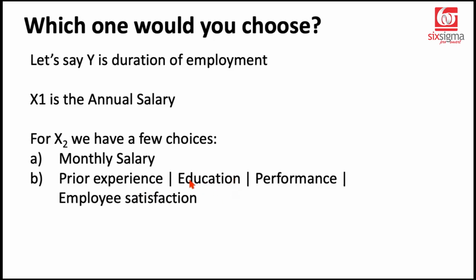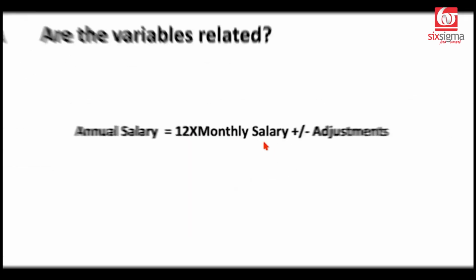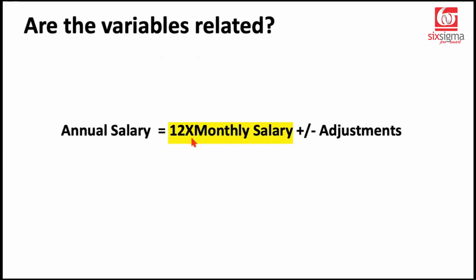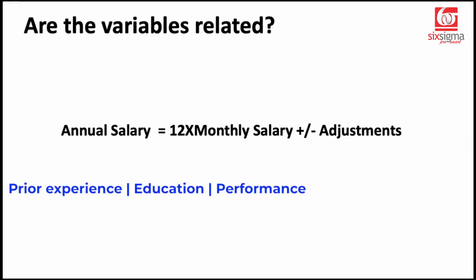I hope you get an idea that monthly salary and annual salary could be connected to begin with. So for example, typically monthly salary multiplied by 12, plus or minus the adjustments for taxes and allowances, would lead to the annual CTC or annual salary of an employee. So using monthly salary as another variable would not add explanatory power to your model because monthly salary and annual salary are likely to be correlated. On the other hand, features like prior experience, education, performance rating, employee satisfaction would bring some amount of freshness. You'd not be using redundant variables to explain the same outcome.